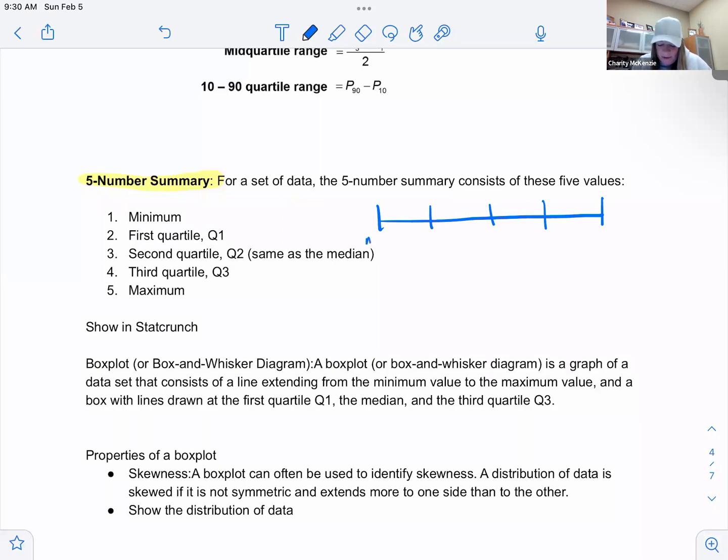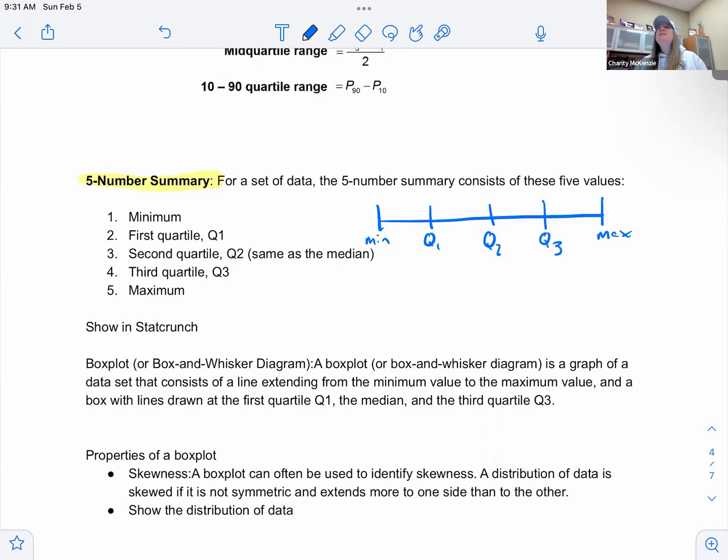So we have the lowest number in your data set, and we have the highest number in your data set. Then the first quartile is here. And then your second quartile, which is actually the median, right? Because you're breaking your data into 4 pieces. And this one's quartile 3.